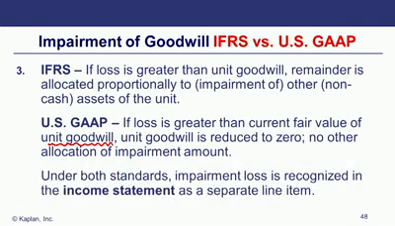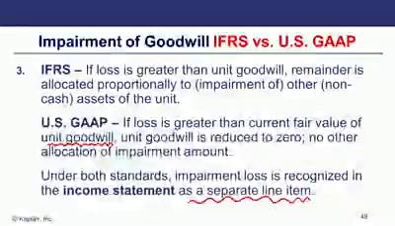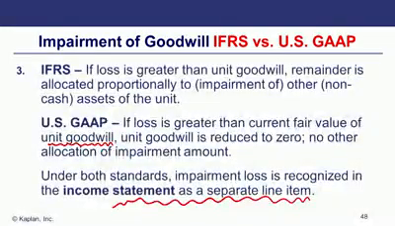Again, under both standards, impairment loss is recognized in the income statement as a separate line. We reduce the goodwill in the balance sheet. Other side, it appears as an expense in the income statement, unusual or infrequent items.